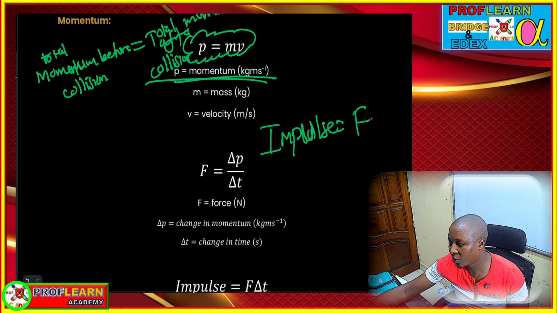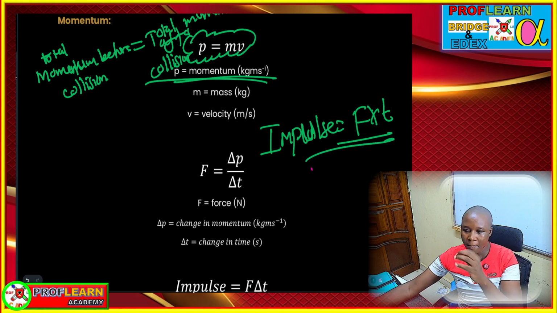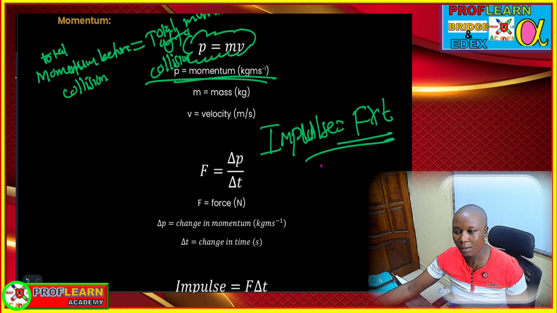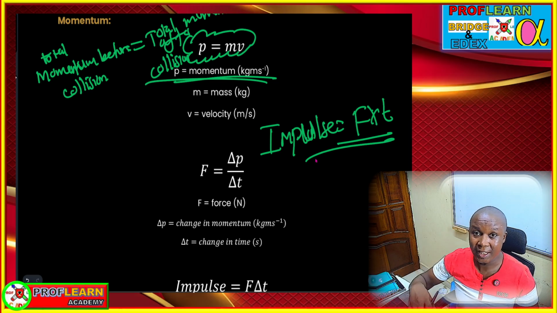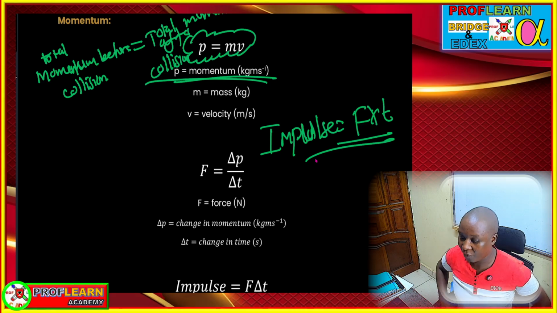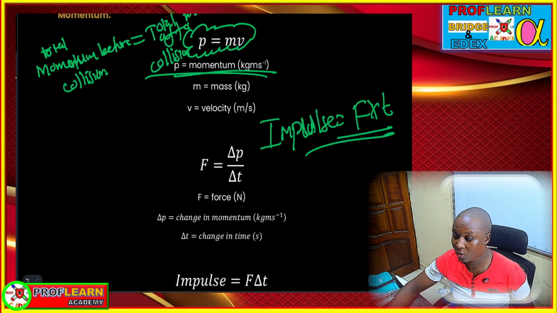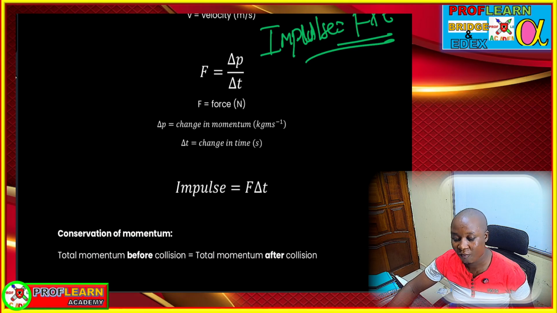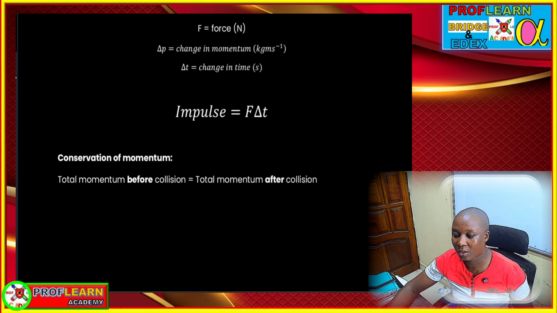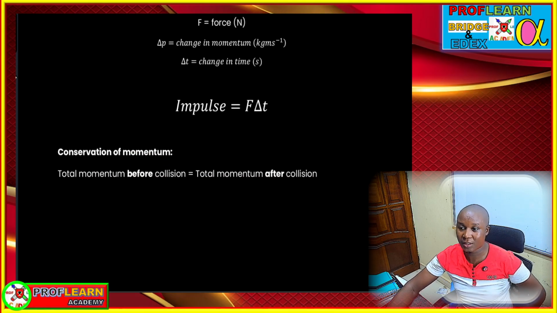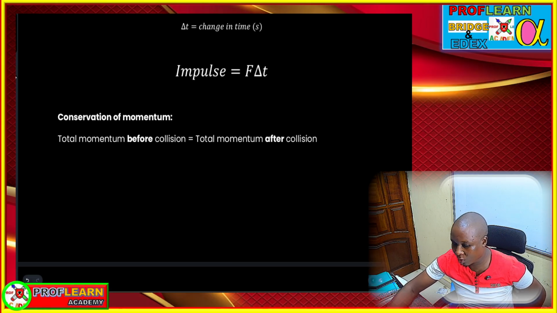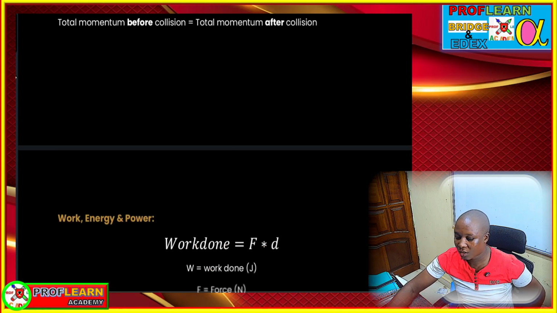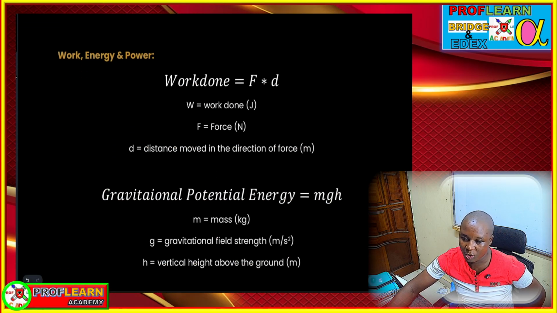and also impulse is equal to force times time. Remember that impulse is force times time, and impulse is also considered to be the change in momentum. If you have an issue on how to work out questions with momentum and impulse, I've done a video below, in this channel, so check in the description and you can watch that. The law of conservation of momentum is total momentum before collision is equal to total momentum after collision.